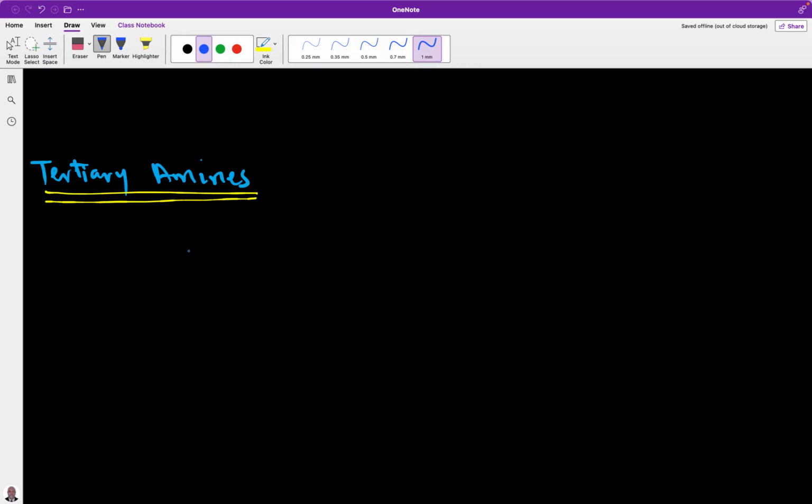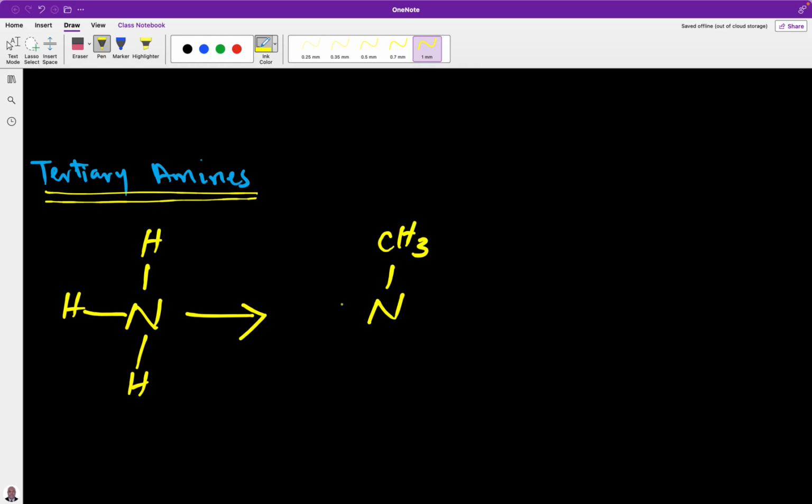In this case, we have something like this. We have a nitrogen, as usual. And all the hydrogen atoms on the nitrogen are now substituted by an alkyl group, for instance, a methyl group. Like in this case, we will say this one here is a methyl group. This is a methyl group. This is a methyl group.